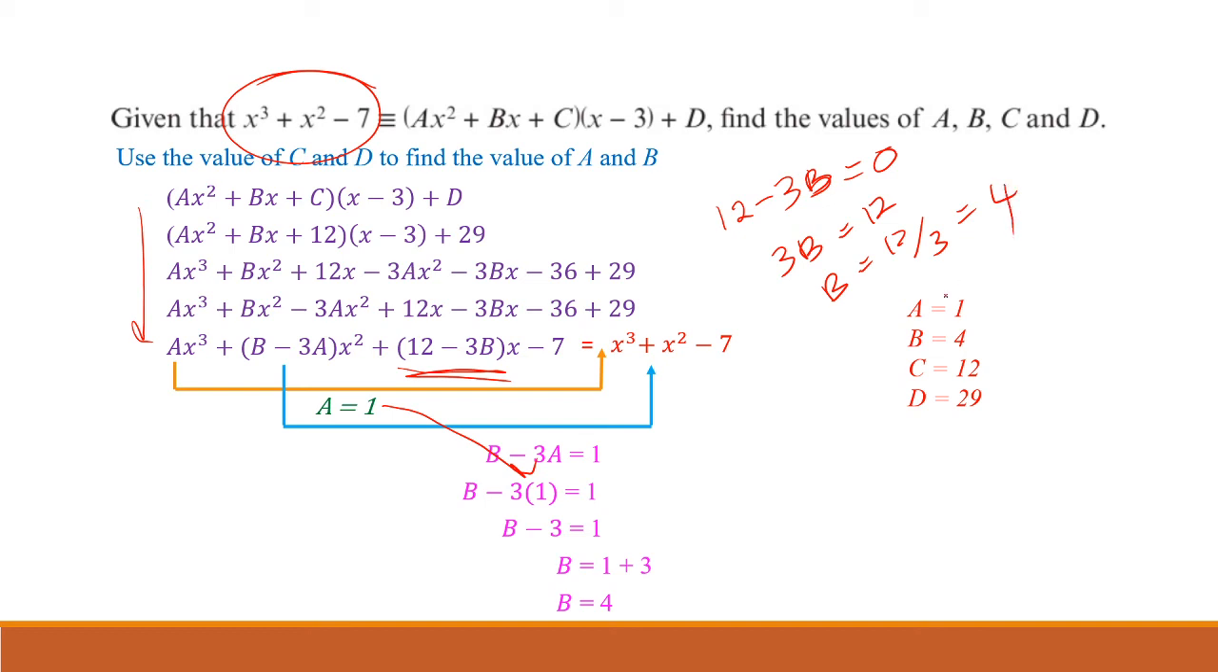So in the same way we can find the value of b. Either set of coefficients can be used to find b, which would still get you the same answer. So here we have found a is equal to 1, b is equal to 4, c is equal to 12 and d is equal to 29. Alright, so we have solved the same question using the second method. I hope both methods are now very clear for you.